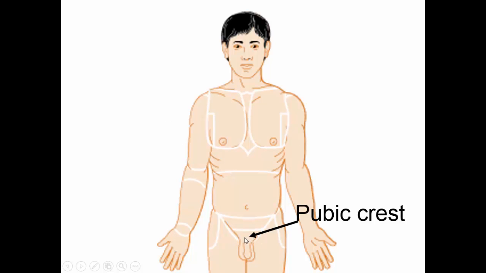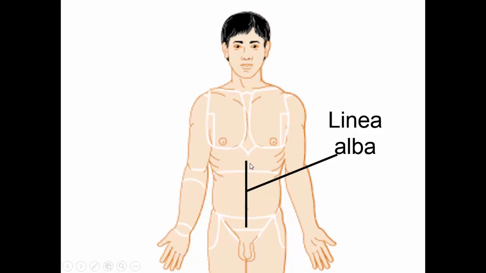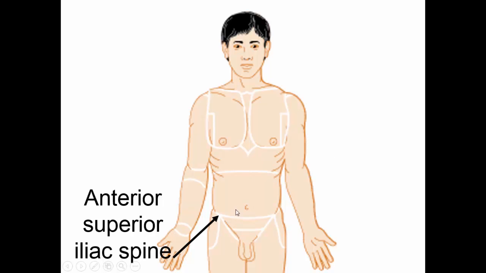The pubic crest is that ridge of bone right here at the very bottom of your torso. The linea alba is your midline. It's going to go right through your umbilicus. The anterior superior iliac spine is that part of your hip bone that is most forward. You can palpate this on everyone no matter how heavy they are.